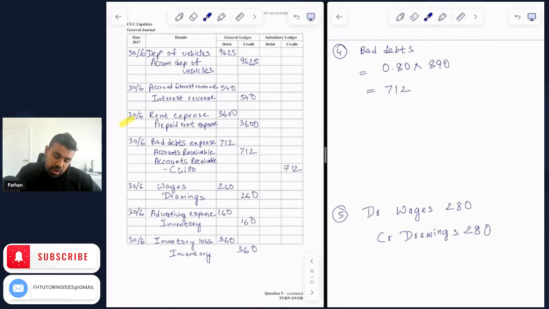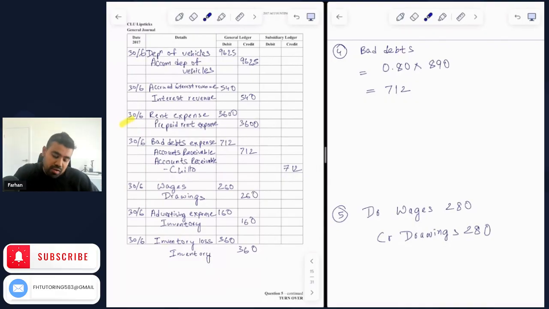Okay, so in the subsidiary ledger, you're going to credit accounts receivable for Chilo. So you have to be very specific here because the subsidiary ledger has individual accounts for all customers and all suppliers with whom we do business on credit. So essentially, you are doing 3 journals here, so 3 lines, and that's how you'll get full marks.